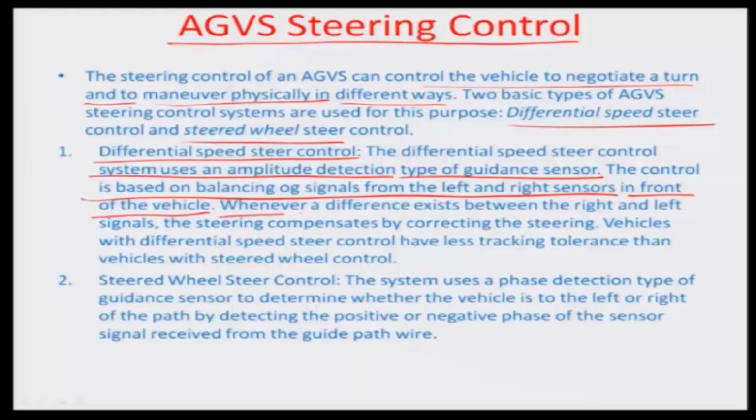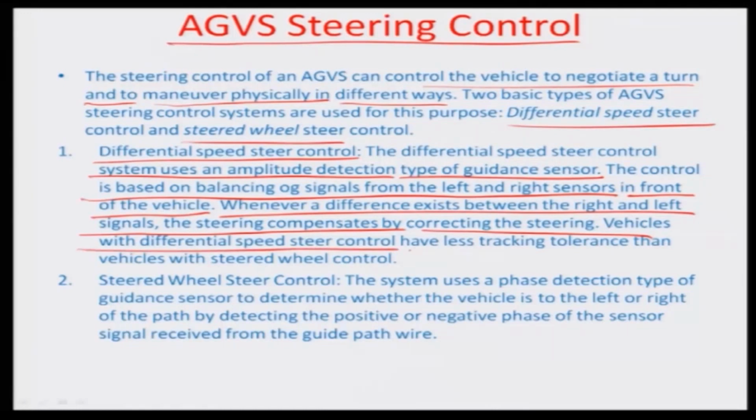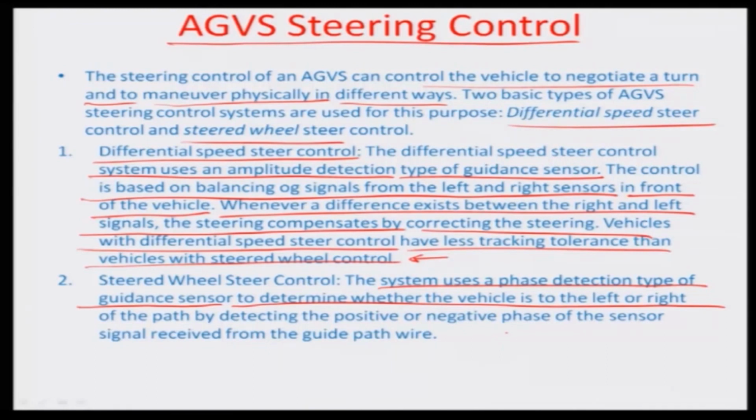Whenever a difference exists between the right and left signals, the steering compensates by correcting the steering. Vehicles with differential speed steer controls have less tracking tolerance than vehicles with steered wheel controls. The steered wheel control system uses a phase detection type of guidance sensor to determine whether the vehicle is to the left or right of the path by detecting the positive or negative phase of the sensor signal, and this signal is typically obtained from a guide wire path.